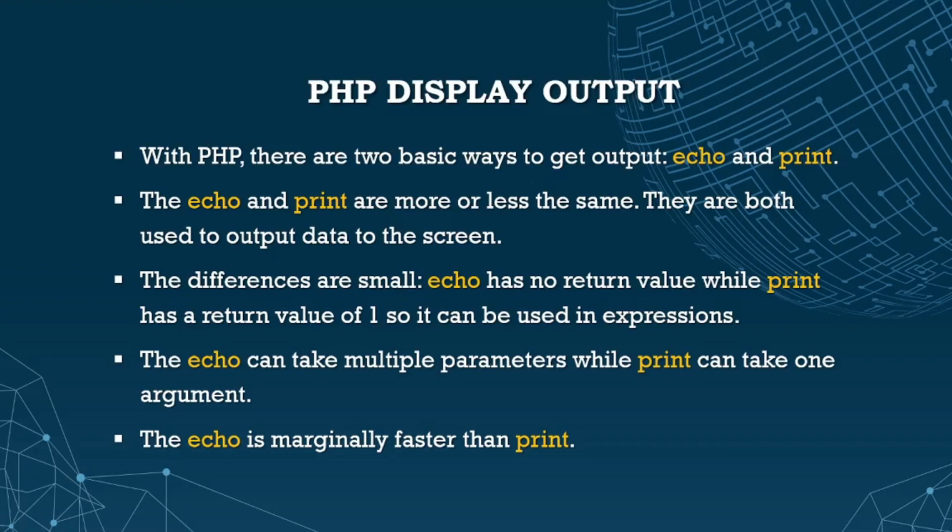So the echo and print are more or less the same. They are both used to output data to the screen. The differences are small. Echo has no return value while print has a return value of 1, so it can be used in expression. The echo can take multiple parameters while print can take one argument only. The echo is marginally faster than print.